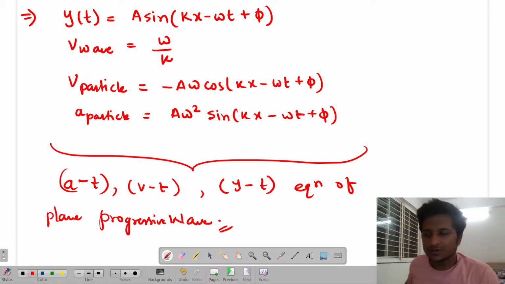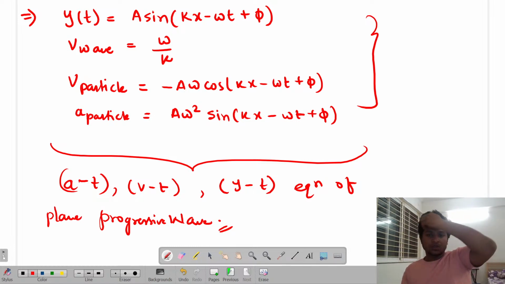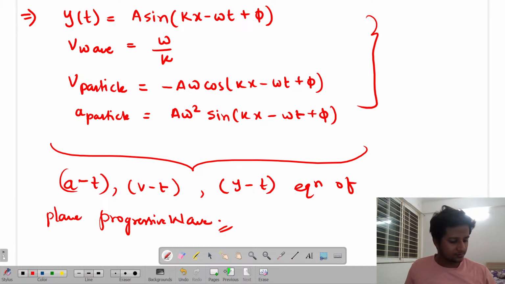Is that clear or not? So this is our conclusion. These are our conclusions. Is that clear? So you got to know why we will not consider omega t minus kx, why we have to consider kx minus omega t. We got to know about the velocity and about the acceleration. Is that clear?